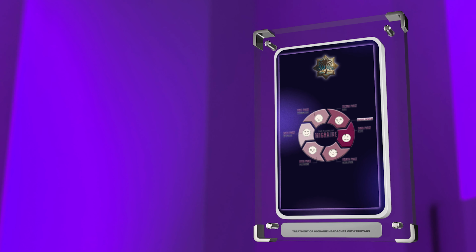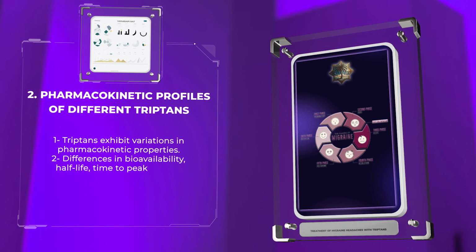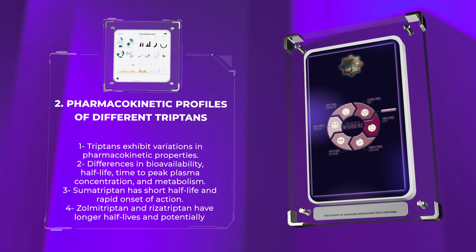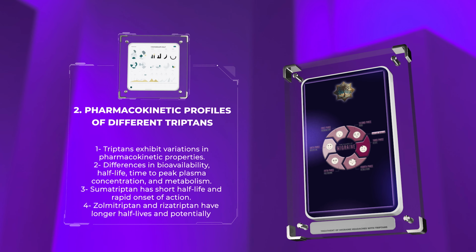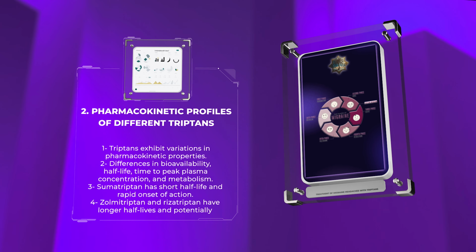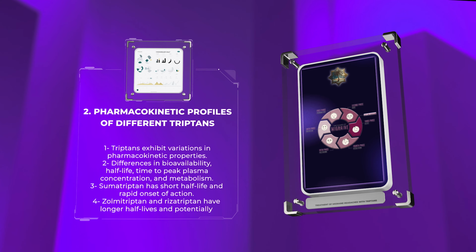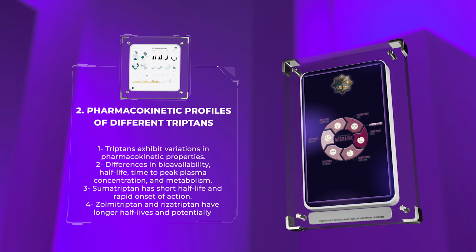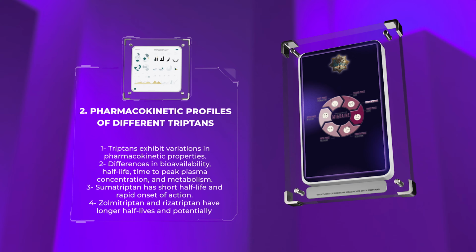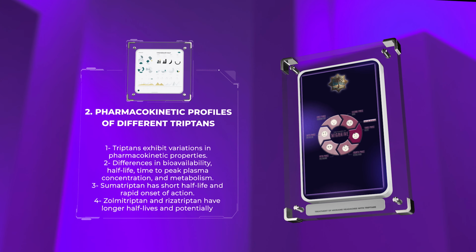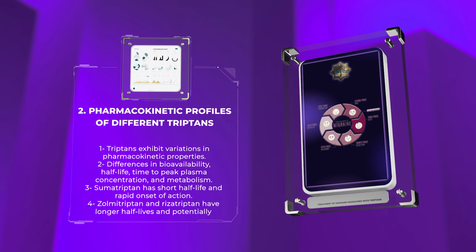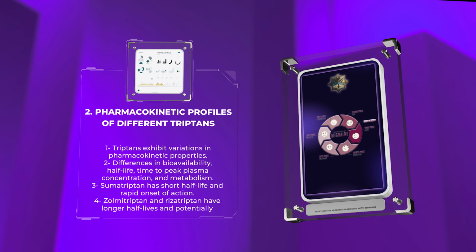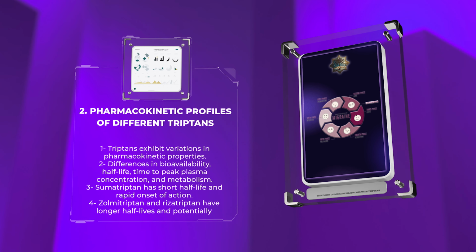Triptans exhibit variations in their pharmacokinetic properties, which influence their efficacy and side effect profiles. These medications differ in their bioavailability, half-life, time to peak plasma concentration, and metabolism. Sumatriptan, the first commercially available triptan, has a short half-life and rapid onset of action, making it suitable for acute migraine attacks. Other triptans, such as zolmitriptan and rizatriptan, have longer half-lives, potentially providing an extended duration of action.